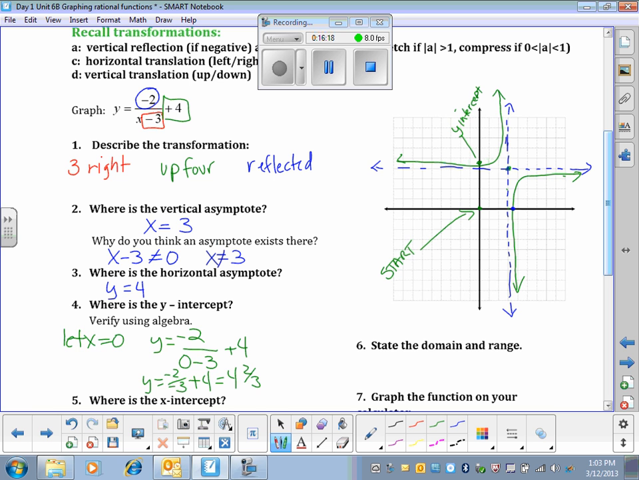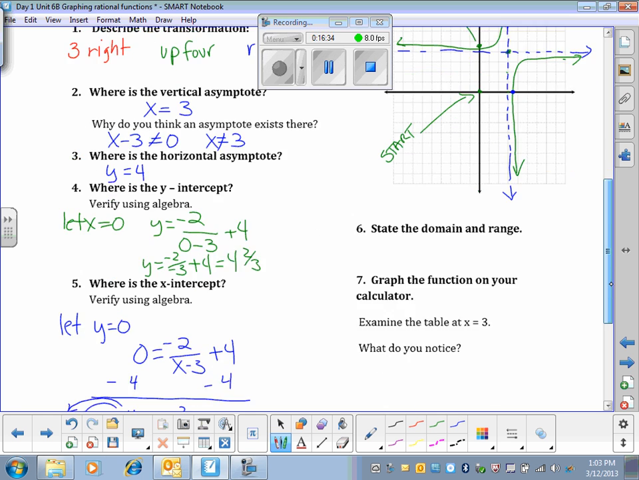How else could I find the x and y intercepts? I could graph it on a calculator, right? And look for where x is 0, where y is 0, and it'll give me those intercepts. Okay? Also, let's talk about domain and range.